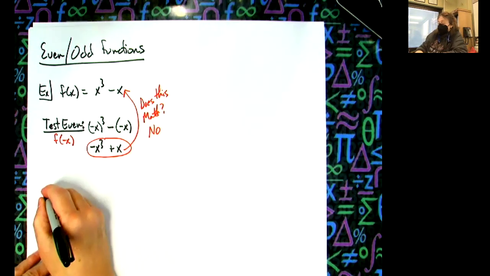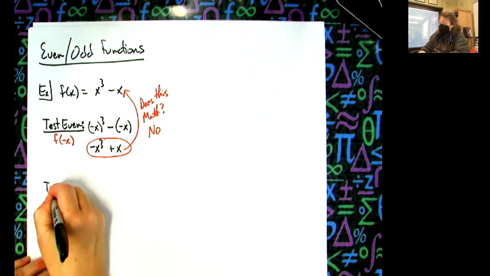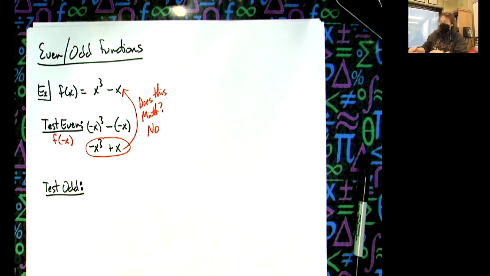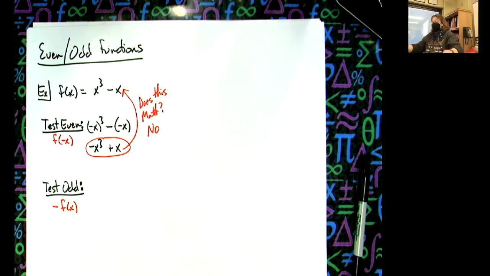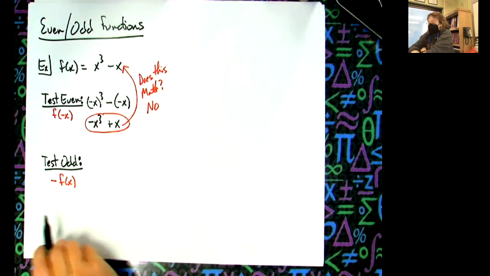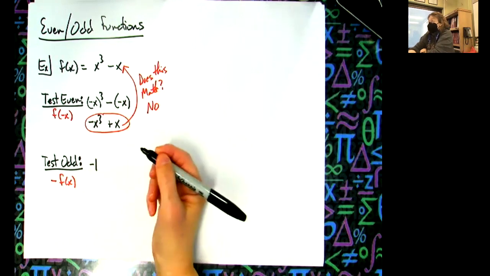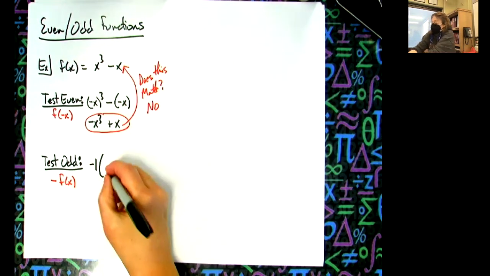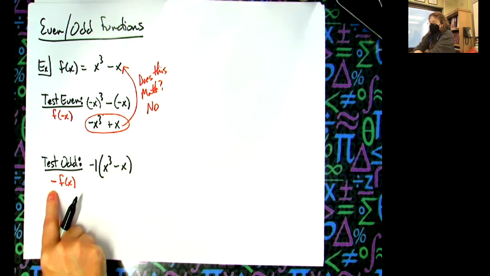All right. So now you can't just assume it's odd, because it could be even, or it could be odd, or it could be neither. So you actually have to test for odd. And the part that you have to memorize for that is negative f of x. So what this says is I'm going to take negative 1 and multiply it by my function. So I'm literally going to write negative 1, and I'm going to write it so we can all see it, and then times my function. Well, my original function is x to the 3rd minus x. So negative 1 times the function. That's what this says to do.